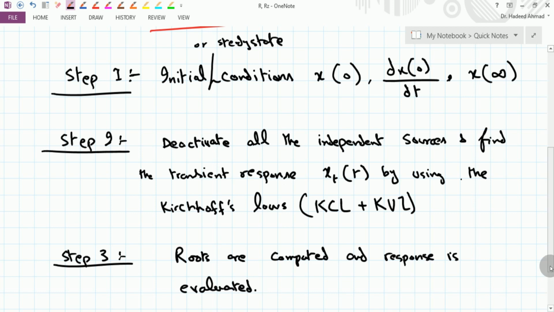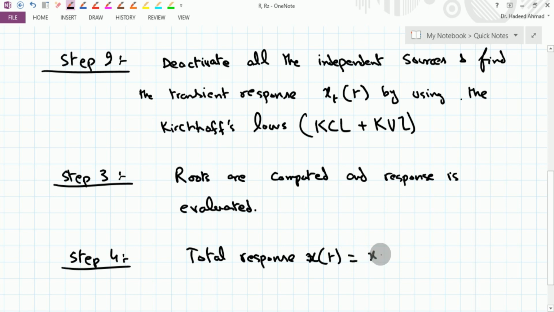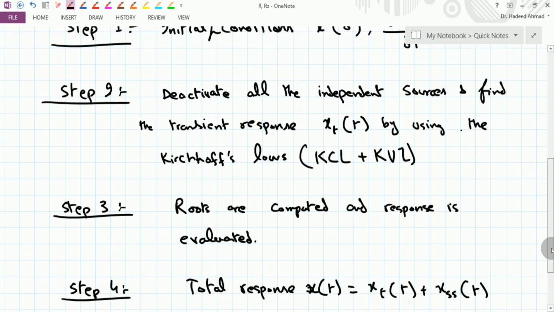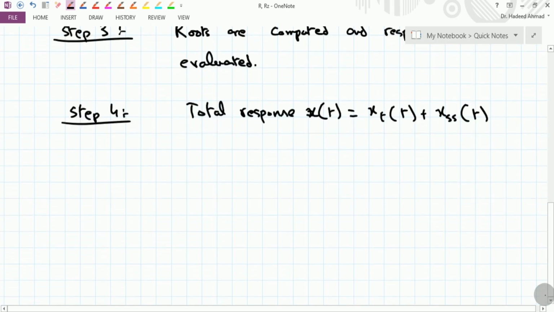In step 4, we make the total response of the circuit by adding the transient response x_t of t plus the steady state response, which is x_SS of t, and here the circuit comes into a steady state mode.